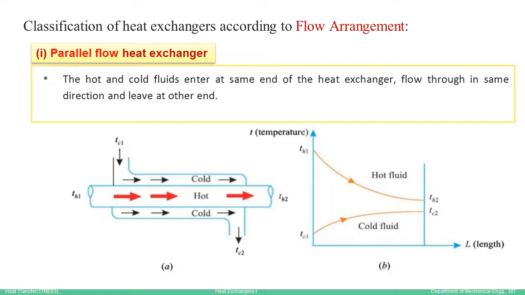And to the right side we have the temperature variation of hot and cold fluids as they flow along the length. You can see the temperature of the hot fluid decreases along the flow direction, whereas the temperature of the cold fluid increases in the direction of flow. And L is the total length of the heat exchanger over which the hot and cold fluids are in contact. These are also called co-current heat exchangers, because both the flow currents are in the same direction.